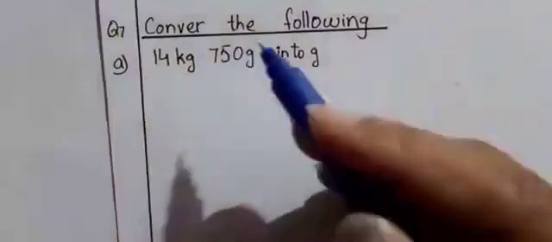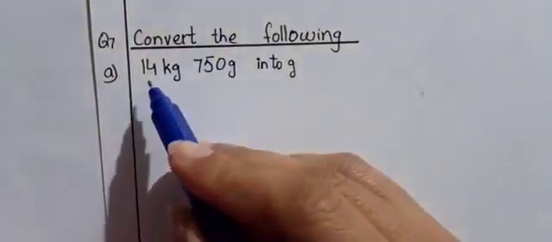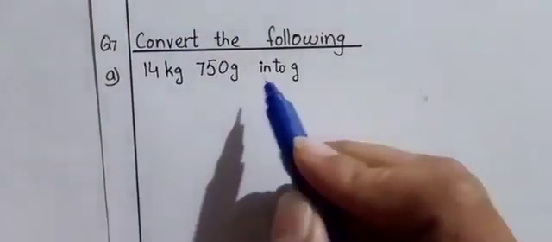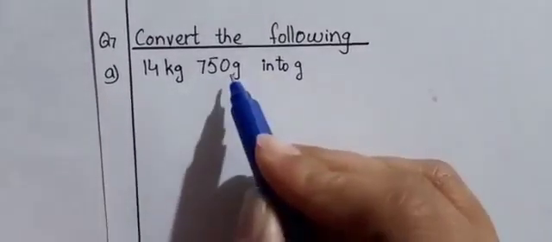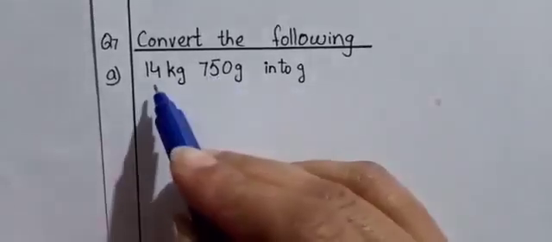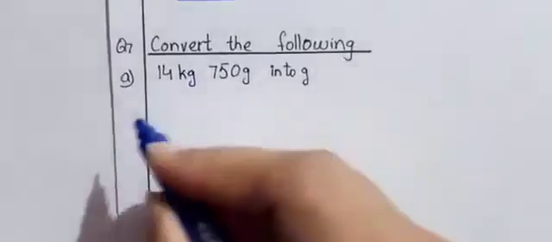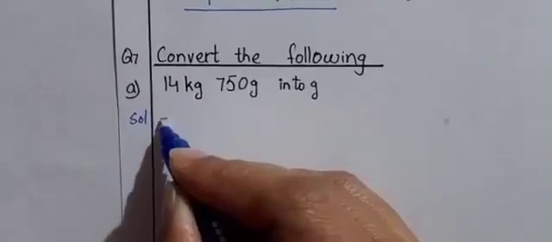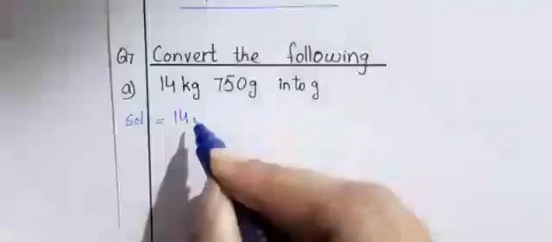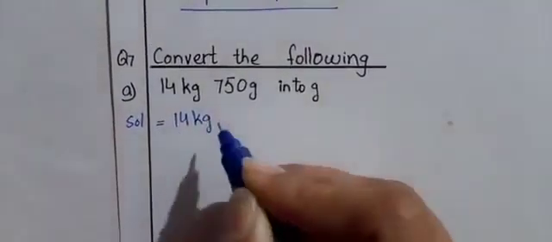After doing question number 6, we will move toward question number 7. It is convert the following. So what we have to convert? We have to convert 14 kilograms 750 grams into grams only. Okay. Here you can see these are already in grams. So we don't have to change it into grams. But this is kilogram. So we have to change it first. Okay. We will write SOL for solution and then we will write 14 kg.